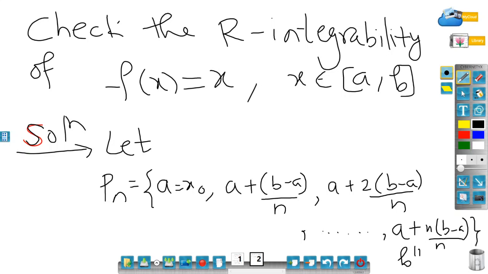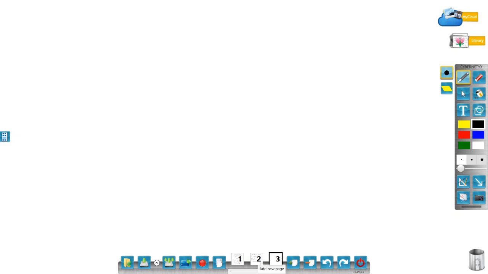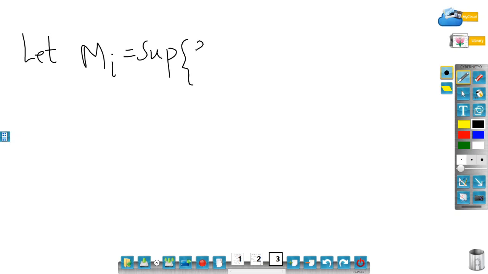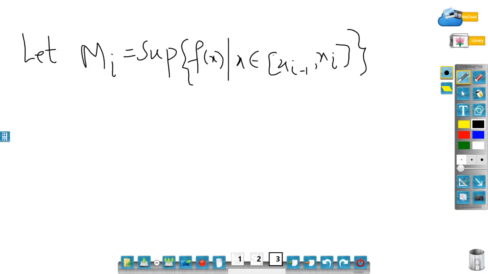So this P_n is a well-defined partition of the closed interval [a, b]. So you can see this. Once I have defined a partition, then I need to define my supremum and infimum. So let capital M_i be equal to the supremum of my function f(x) such that x belongs to [x_{i-1}, x_i]. In this case, what is my supremum? One needs to visualize that.